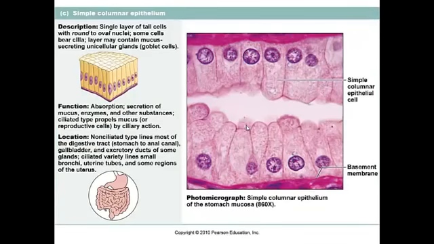Our next example of epithelia is simple columnar epithelium, and you can see that these have very elongated cells, and a lot of times these cells are going to bear cilia.